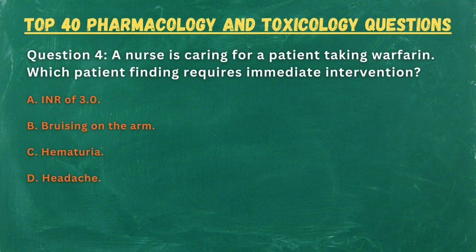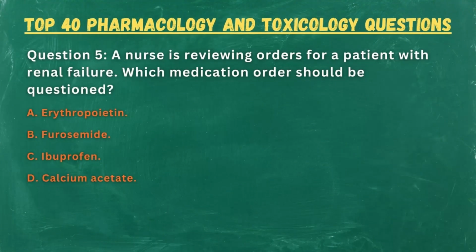Question 4. A nurse is caring for a patient taking warfarin. Which patient finding requires immediate intervention? A. INR of 3.0. B. Bruising on the arm. C. Hematuria. D. Headache. Answer: D. Headache.